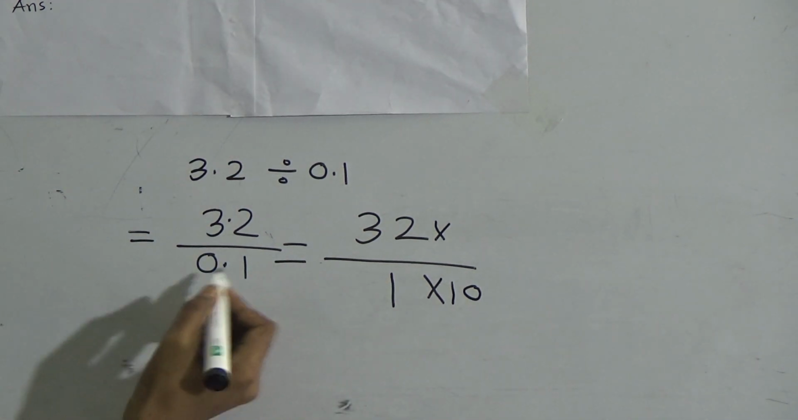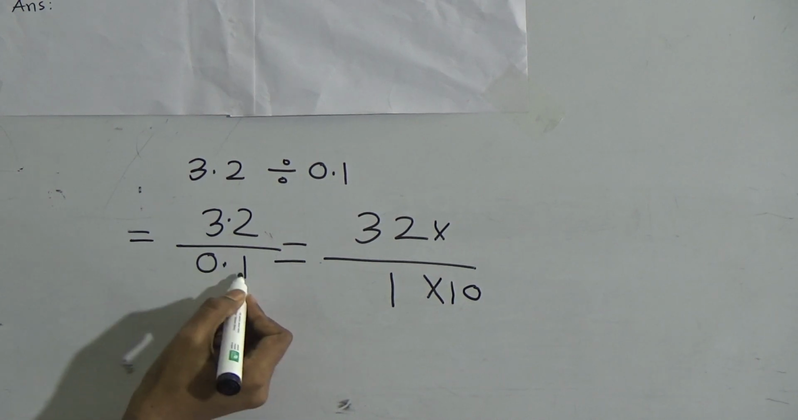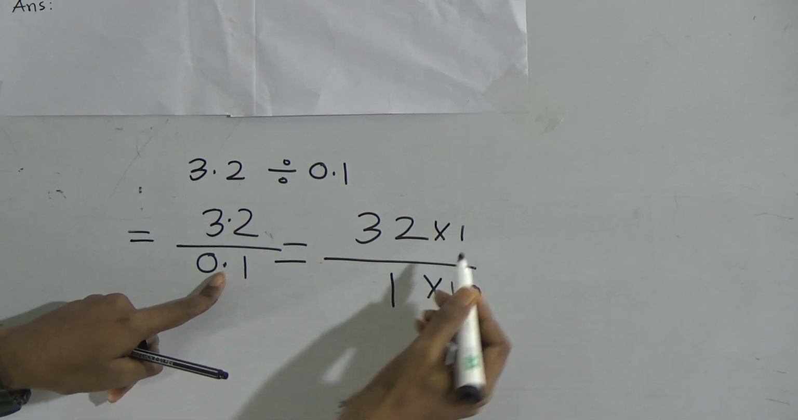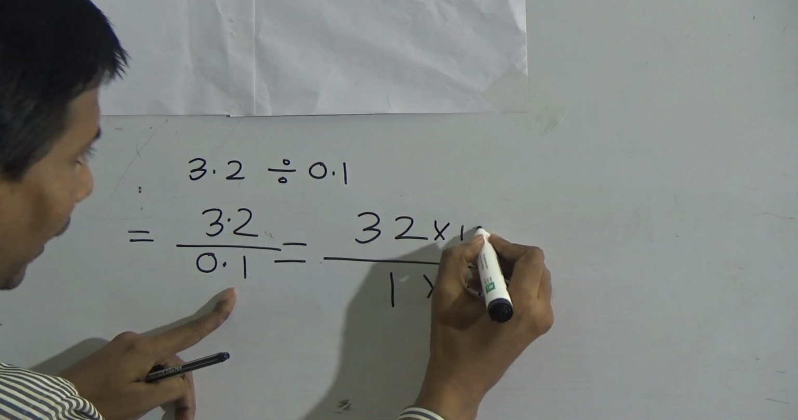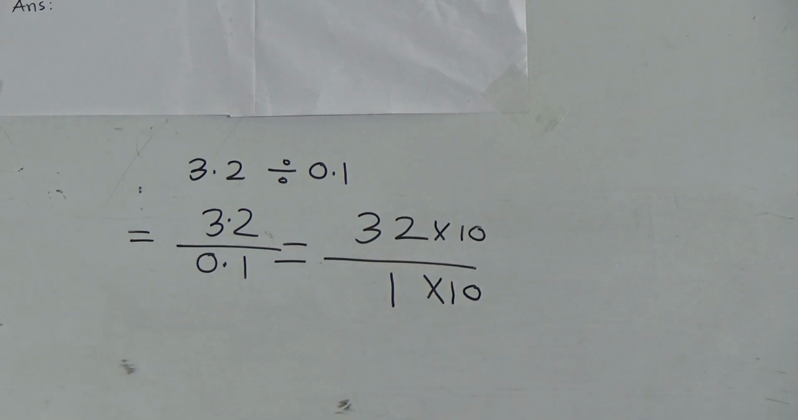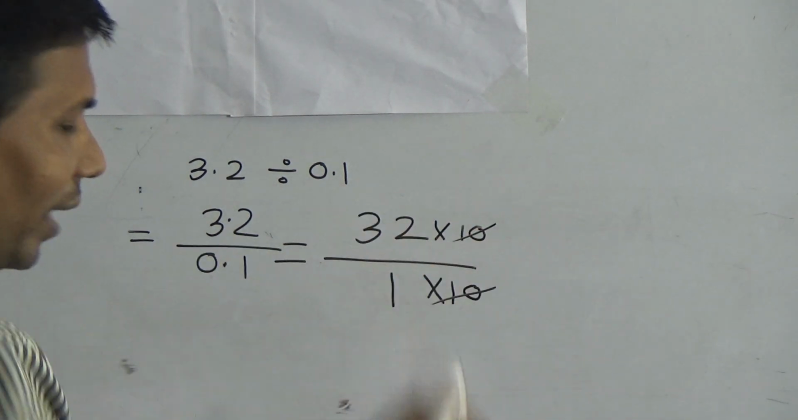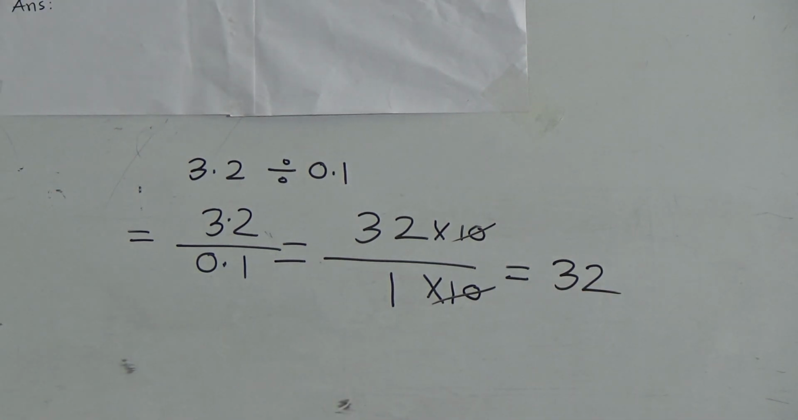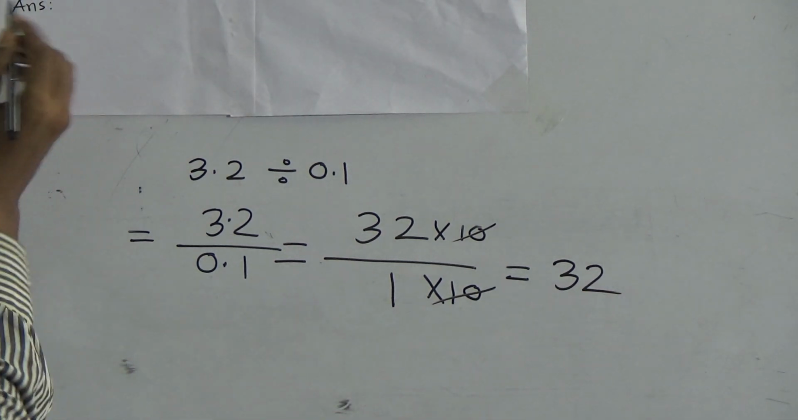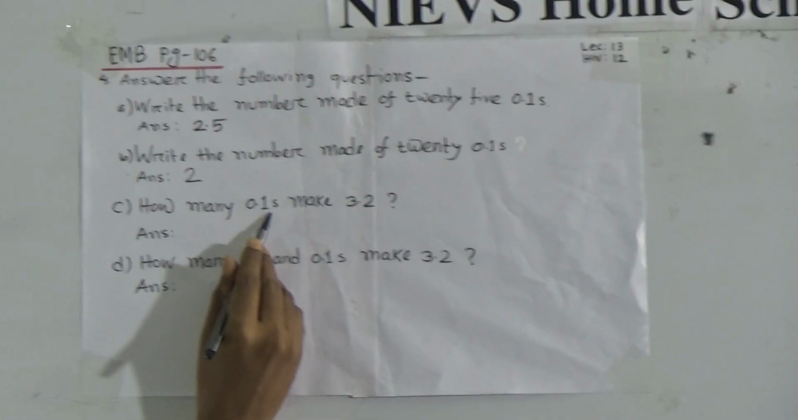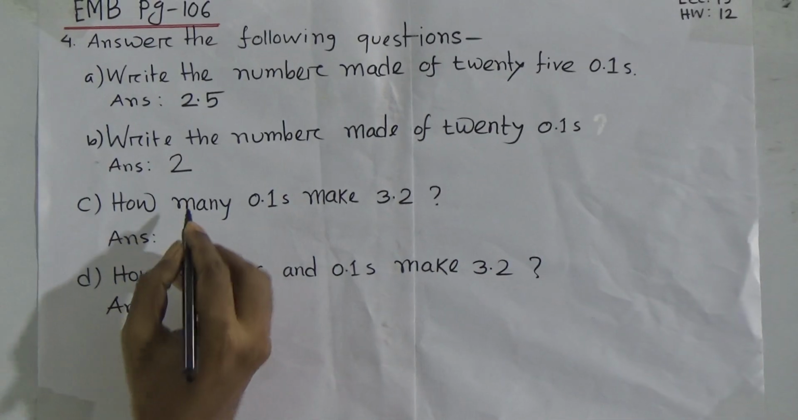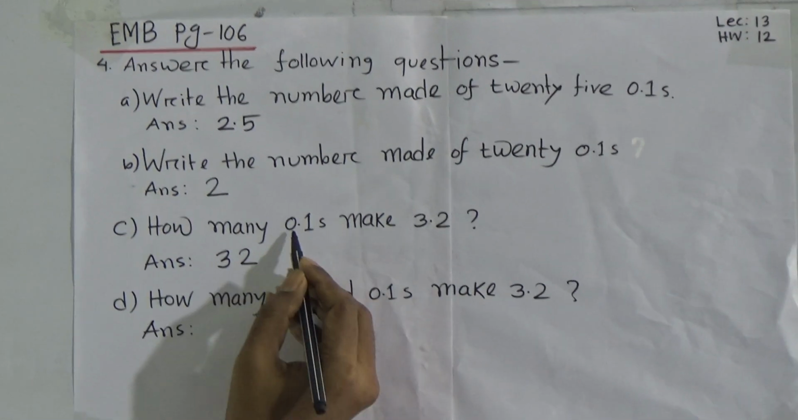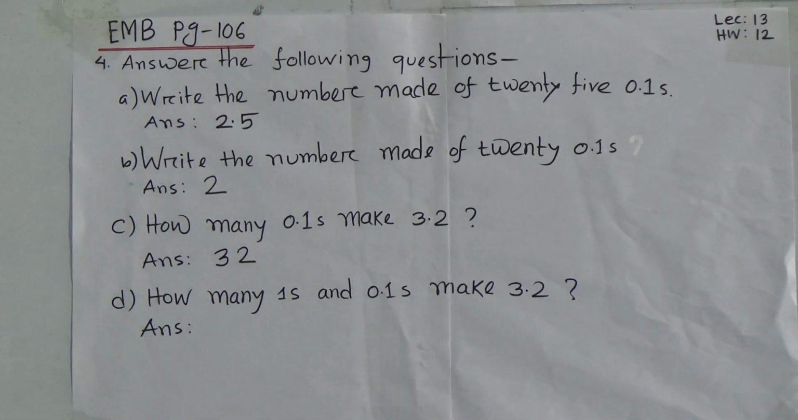Similarly, this is the denominator 0.1. For the point you write 1. Remember, for the point you write 1, and for 1 you write 0. Now this 10 vanishes. Then we get 32. That means we can write: how many 0.1s make 3.2? We write the answer 32. That means we can say 32 0.1s make 3.2.